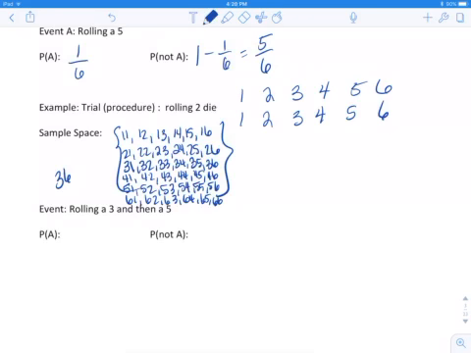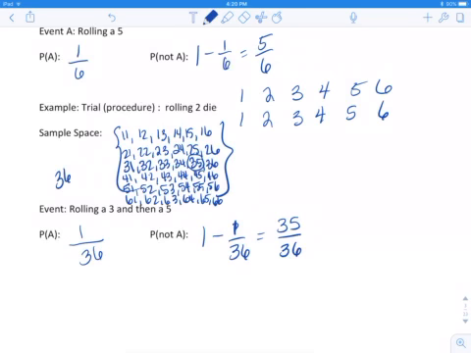So our event is rolling a 3 and then rolling a 5, so in that order. So we can see there's just one time that happens over 36. So not A is 1 minus 1 over 36. Well, there are 35 other possibilities, so it would be 35 over 36.